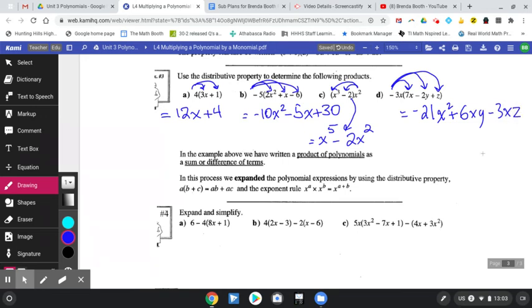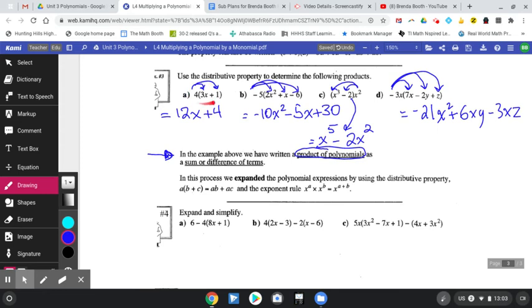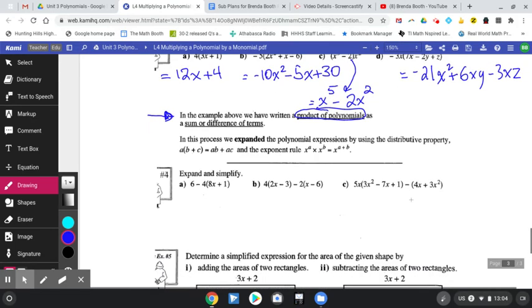So hopefully that went okay for you. So a little bit of terminology here for you. Let's just read this part together. In the example above, we have written a product of polynomials. So they're talking about what we were given. So right here, we were given a product, which is things that are multiplying. And we took that product of polynomials and we wrote it as a sum or difference of terms. In other words, this one turned out to be just a regular polynomial. So we had a binomial there, just a sum of terms. All right, on to example 4, everybody.